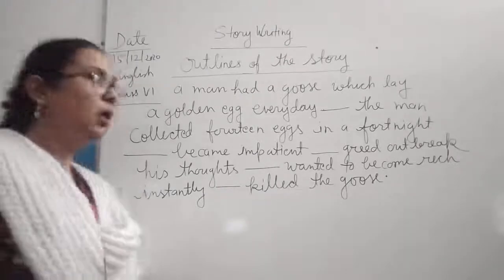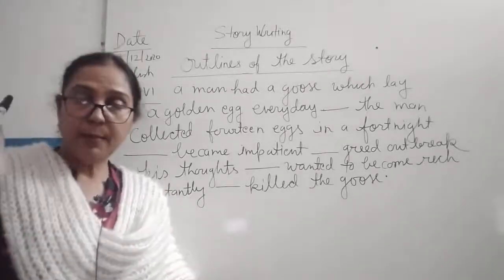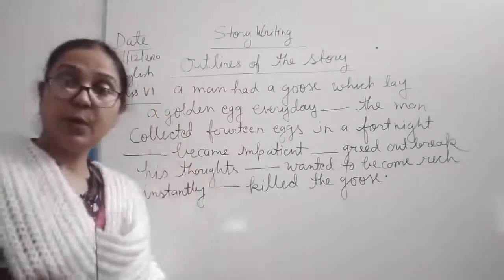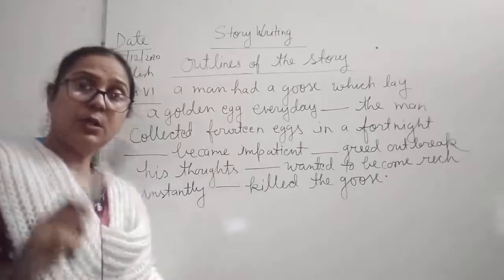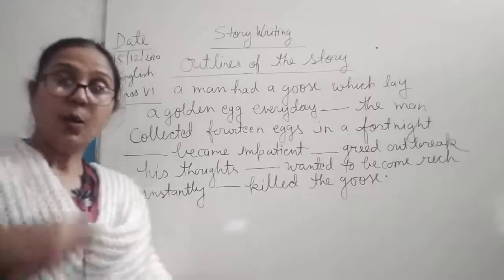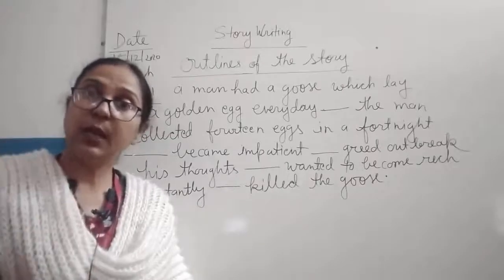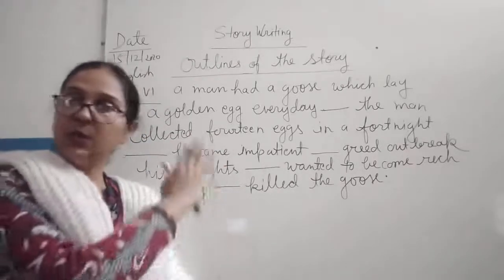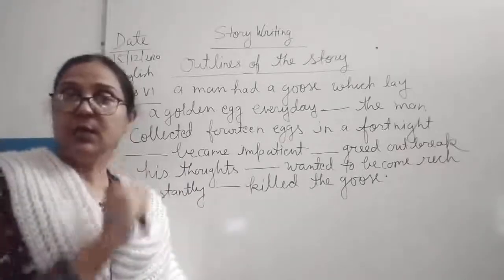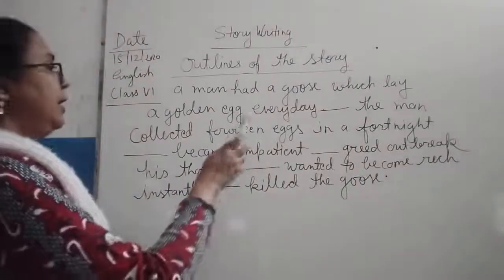Now children, first of all, whenever we are supposed to write a story, we should always imagine and focus on the given lines, because first of all we should thoroughly read these lines and understand what the lines are going to tell you. Now you just create a story sequence-wise, because the sequence is there and we should not make any mistakes in the sequence. Now first is: a man had a goose which lay a golden egg every day.